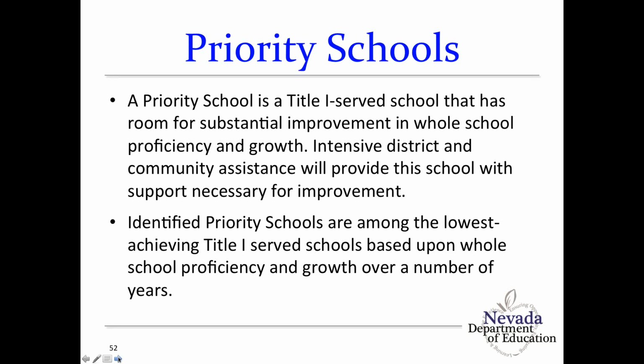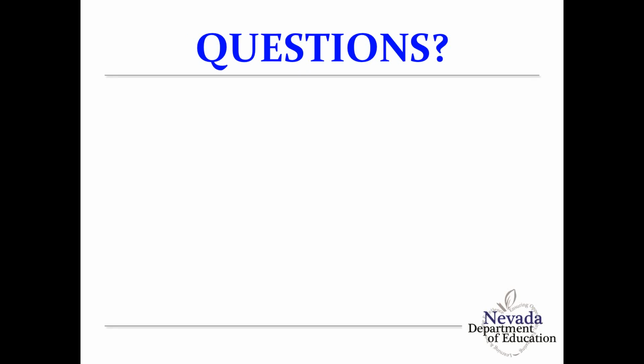And then we're moving into the priority schools, which are the lowest 5%. So a priority school is a Title I school that has room for substantial improvement in whole school proficiency and growth. Intensive district and community assistance will provide this school with support necessary for improvement. Identified priority schools are among the lowest achieving Title I schools based upon whole school proficiency and growth over a number of years.